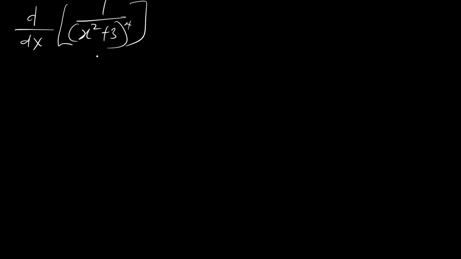You have the derivative with respect to x of 1 over x squared plus 3 all to the power 4. So this will be equal to, now this can be written in another form, the derivative of x squared plus 3 all to the power minus 4.